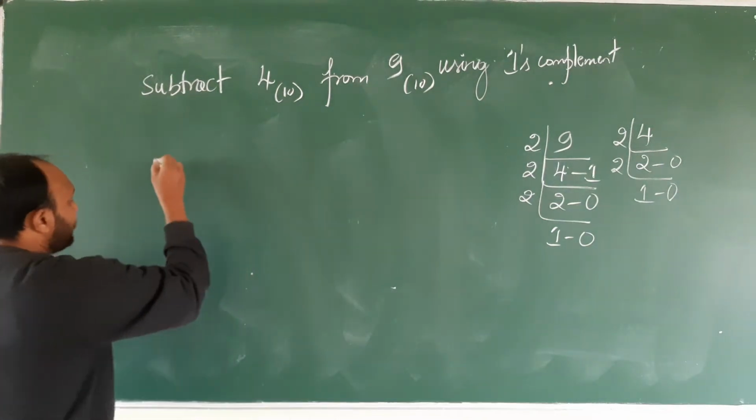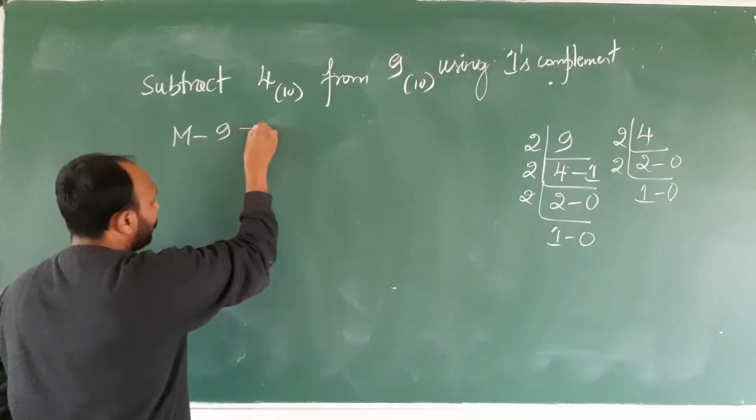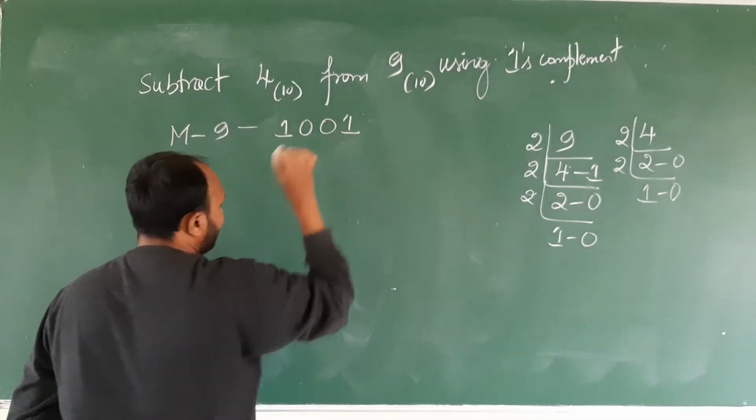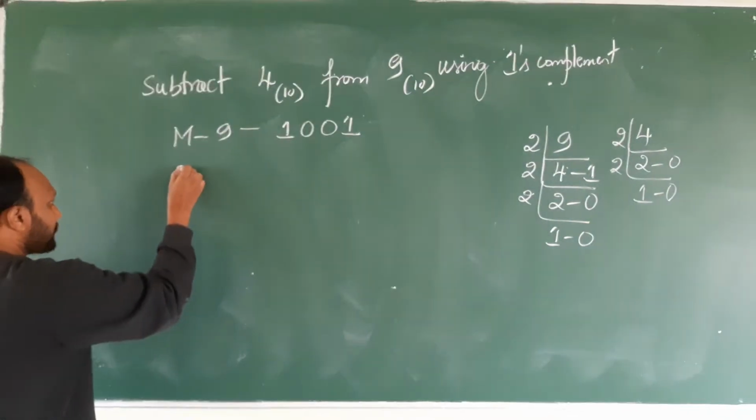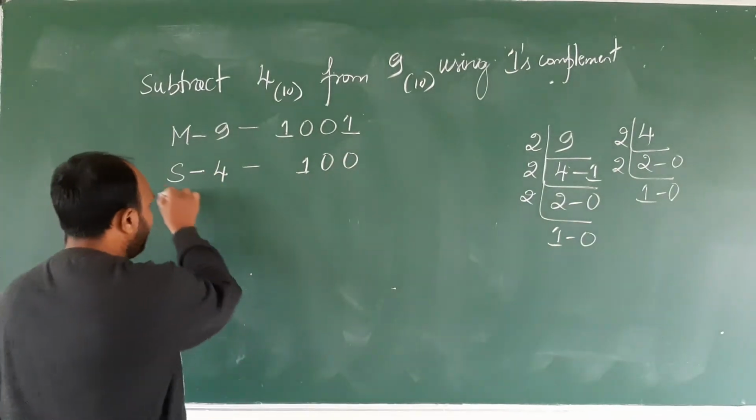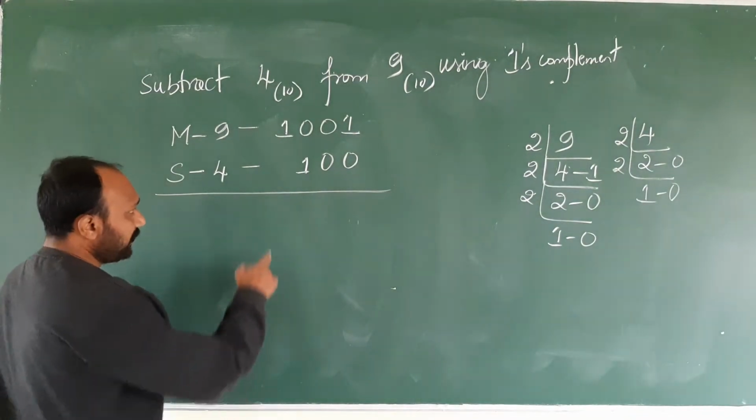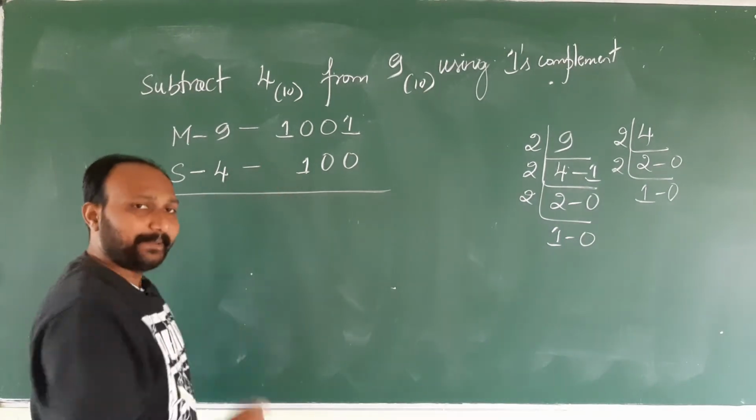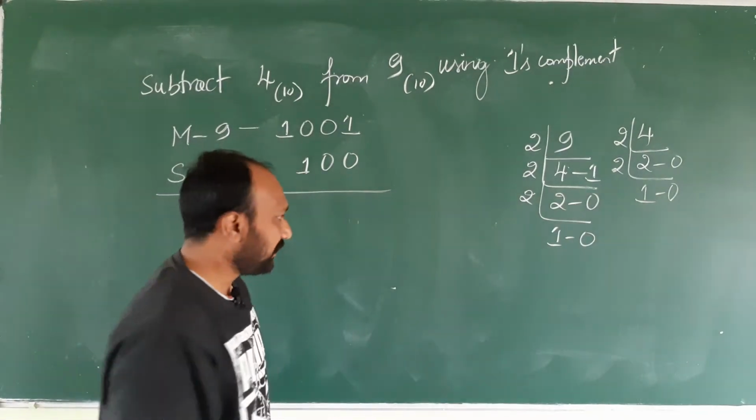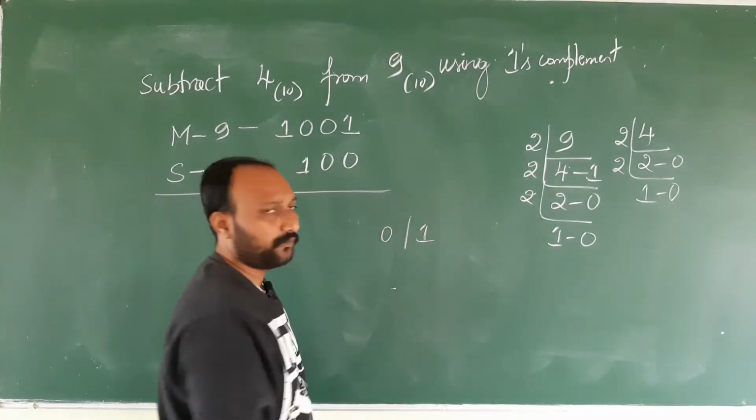First of all, write down the minuend. The minuend is 9 and its binary equivalent is 1 0 0 1. Next, the subtrahend value is 4, but its binary equivalent is 1 0 0. Please notice here, in the subtrahend one bit is missing. So let us fill that bit. A bit can be either 0 or 1.